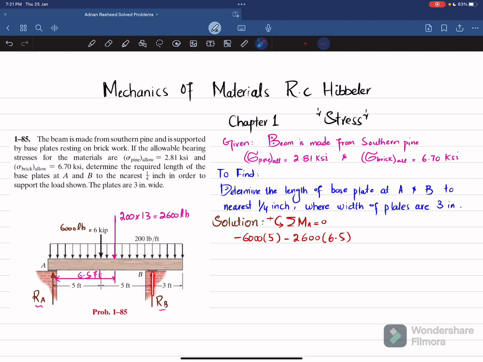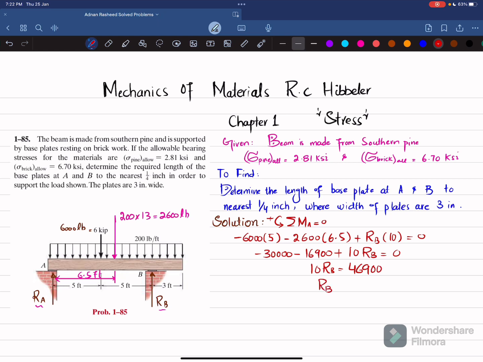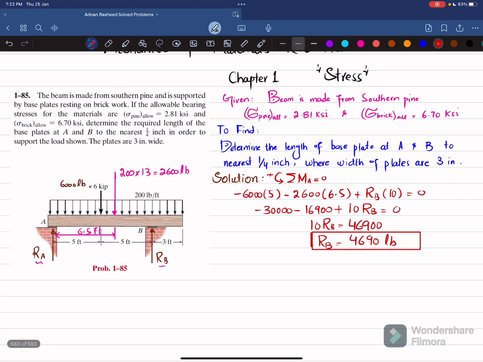And the last load producing moment about point A is RB, with a perpendicular distance of 10 feet. This is producing counterclockwise moment, so it will be positive. So I will write plus RB multiplied by 10, and the sum of all moments about point A must be equal to 0. From here we get minus 30,000 minus 16,900 plus 10 RB is equal to 0. So 10 RB will be equal to 46,900, and if you divide by 10 on both sides, RB will be equal to 4690 pounds. This is the value of RB, the reaction force by the bricks at point B on the beam or base plate.